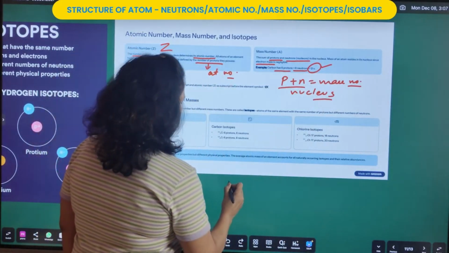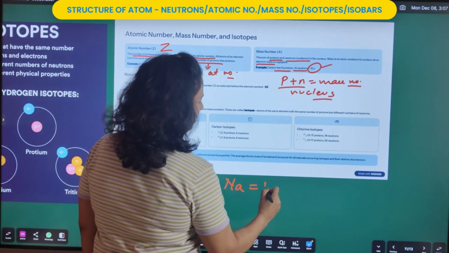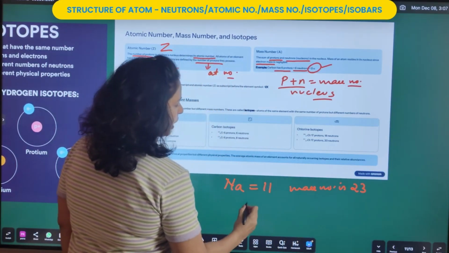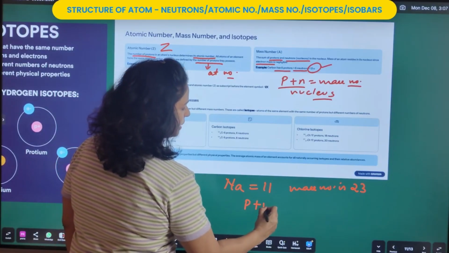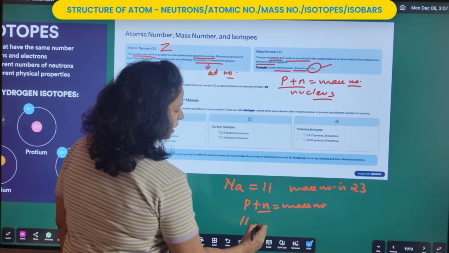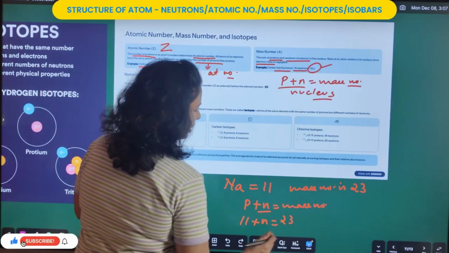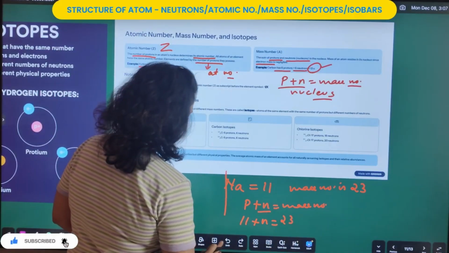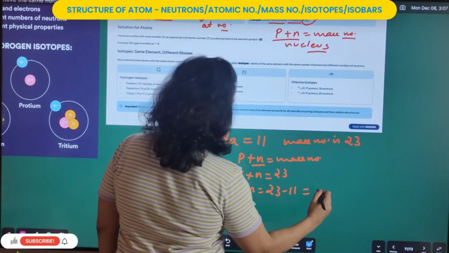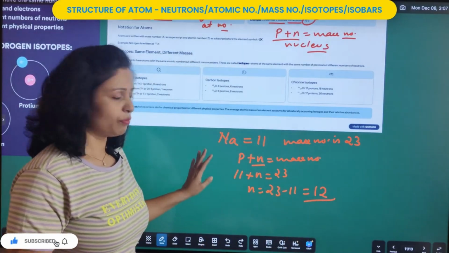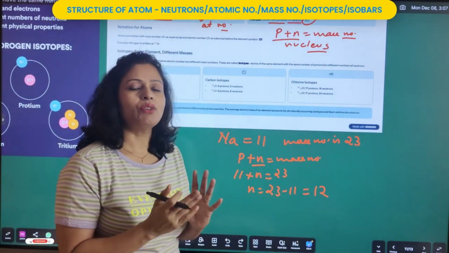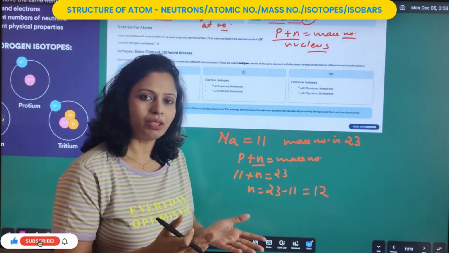Suppose you have sodium. Sodium's atomic number is 11 and its mass number is 23. Since P plus N is the mass number, I can find the number of neutrons. Protons are 11, mass number is 23, so 23 minus 11 is 12. So we can find the number of neutrons present in sodium. This way, if the mass number or atomic number is given, we can find the third entity.